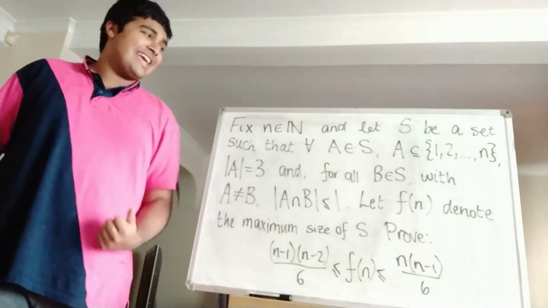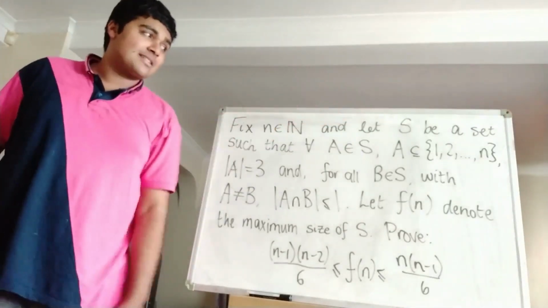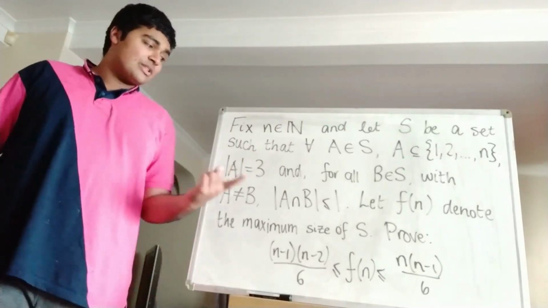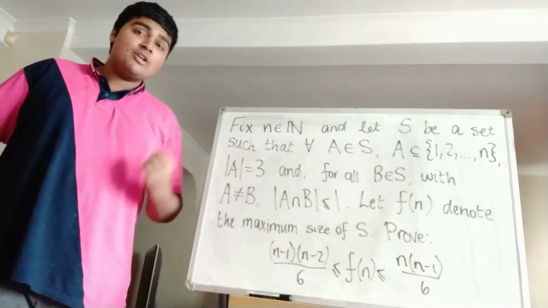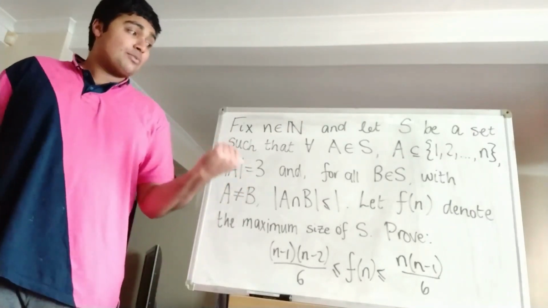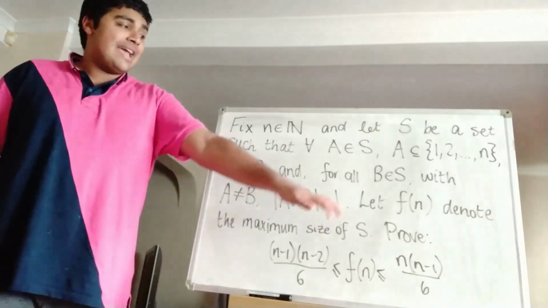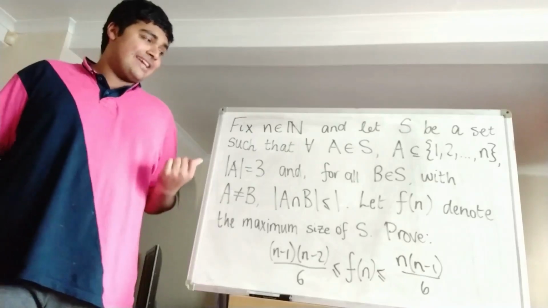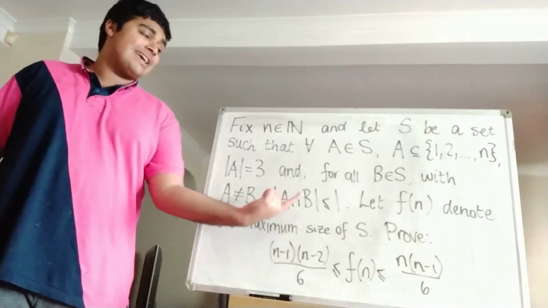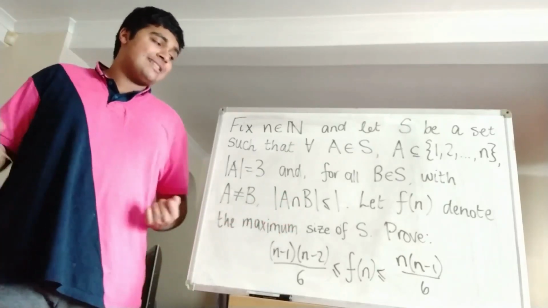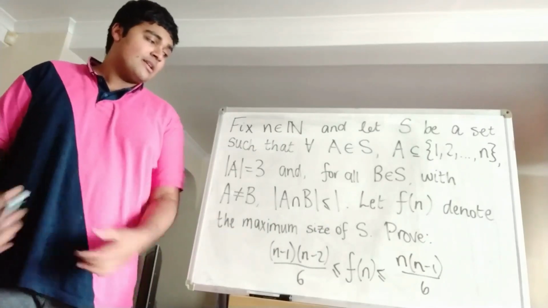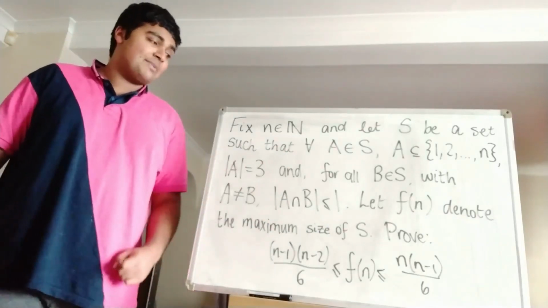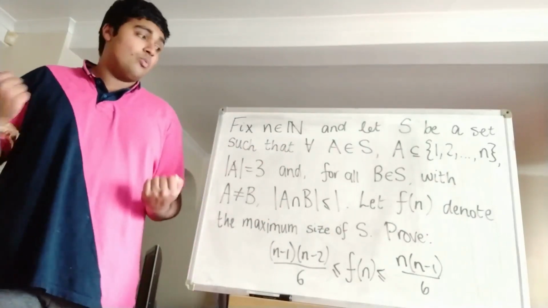If we take an element A in S, then it must obviously be a subset of the set 1 up to n, but also we must have the cardinality of A, so the number of elements in A, is 3. Also for any B in S, so for any other set in S with A and B distinct, we must have that they intersect at most at one point. So if you take the cardinality of A intersect B, you're either going to get 0 or 1.